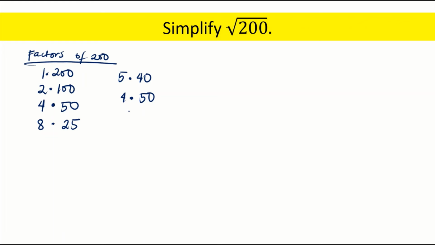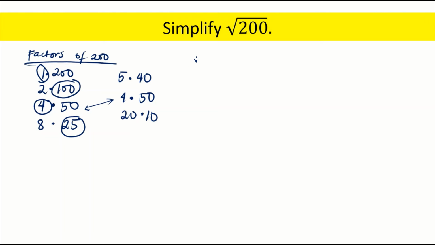Okay, meron pa ba tayong factors ng 200? Okay. So, we have also 20 times 10. So, kung wala na, pwede natin kunin na ngayon yung merong perfect square number. So, we have 1, we have 100, we have 4. Parehas lang pala itong dalawang to. Meron pa ba? We have also 25. But the highest perfect square number here is 100.